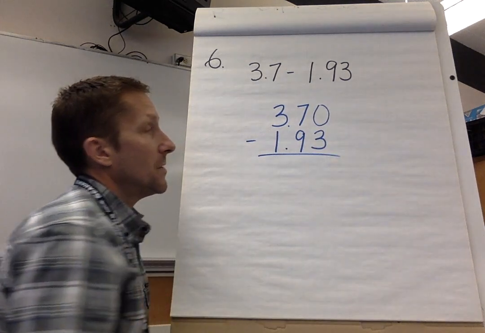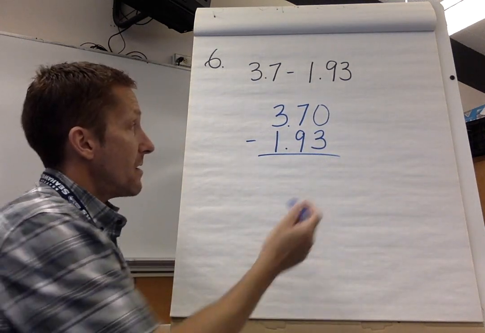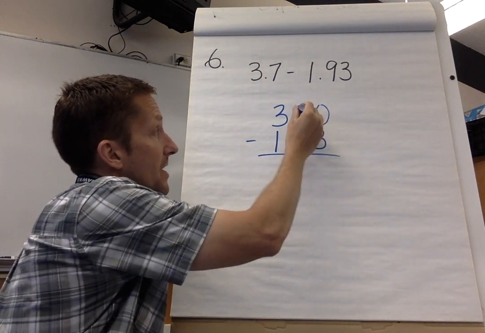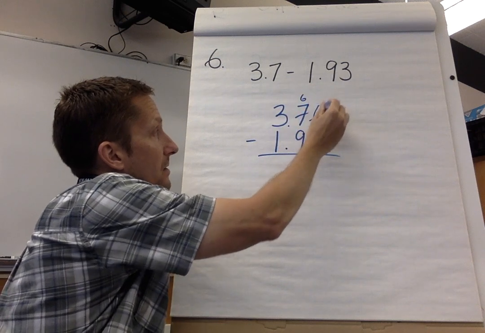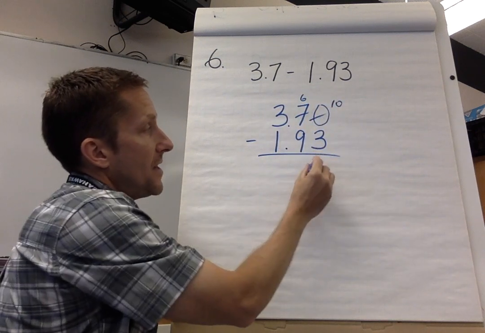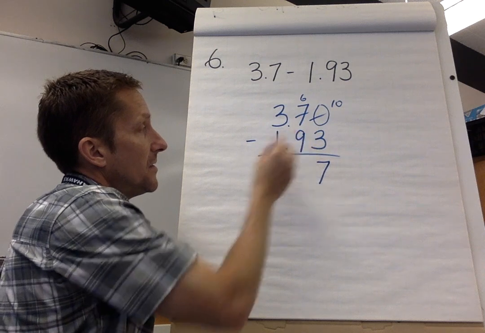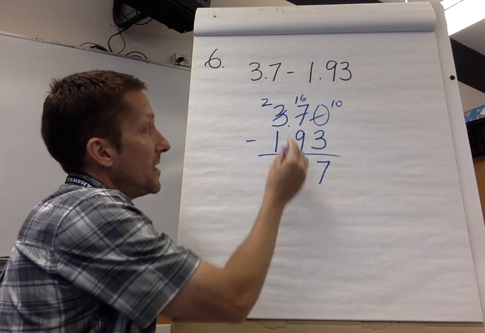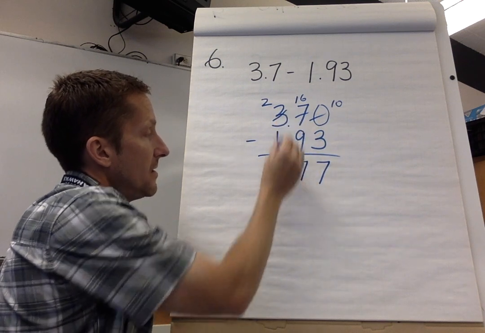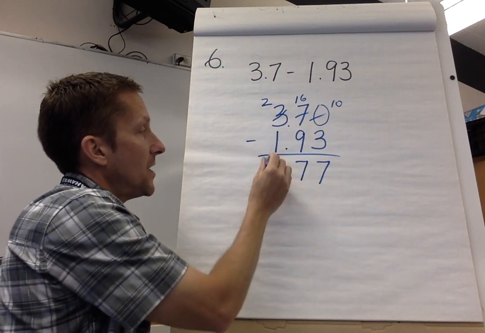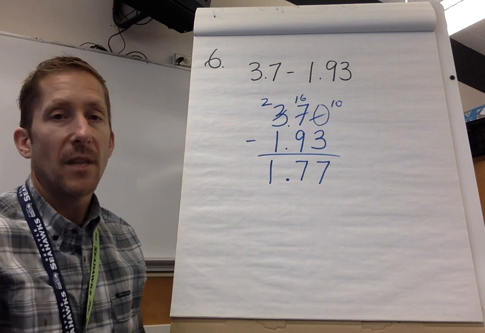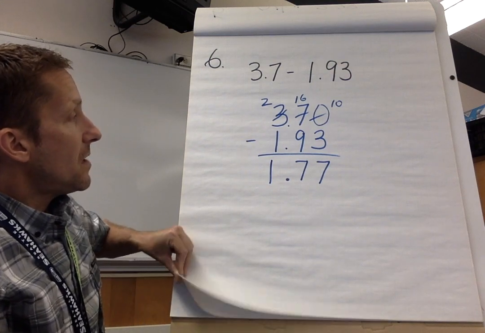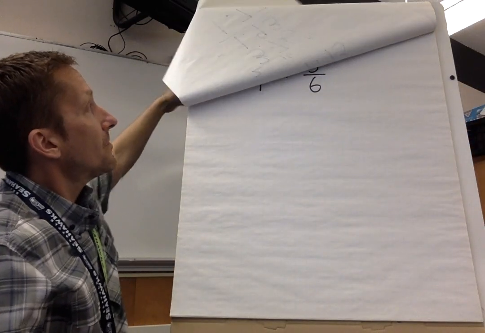Again, I can fill in with a 0. Now I'm subtracting. 0 take away 3, I can't do that. I'm borrowing. 10 take away 3 is 7. 6 take away 9, I cannot do, so I'm borrowing. 16 take away 9 is 7. Decimal comes straight down. 2 take away 1 is 1. Okay, moving on to question 7.